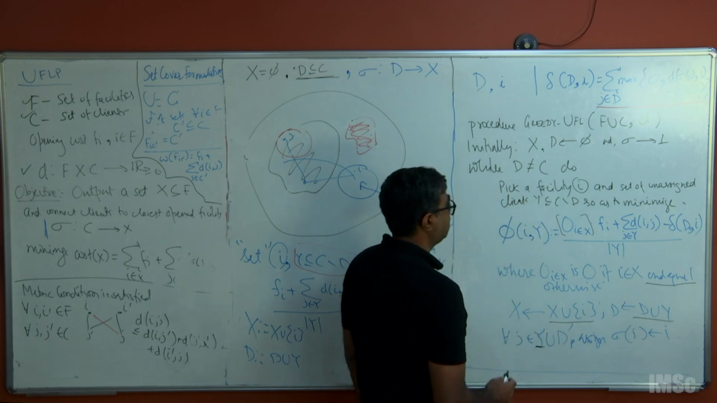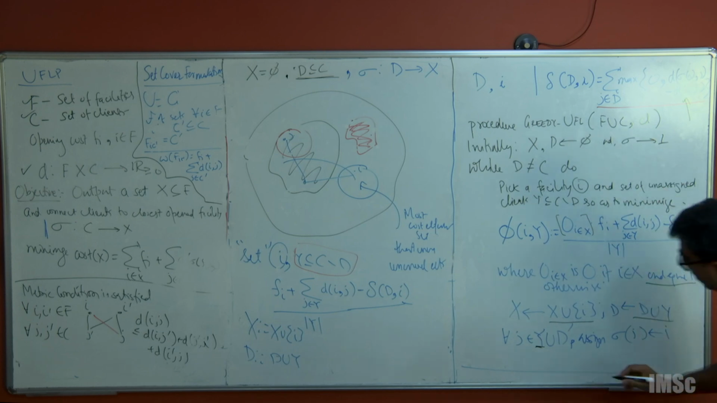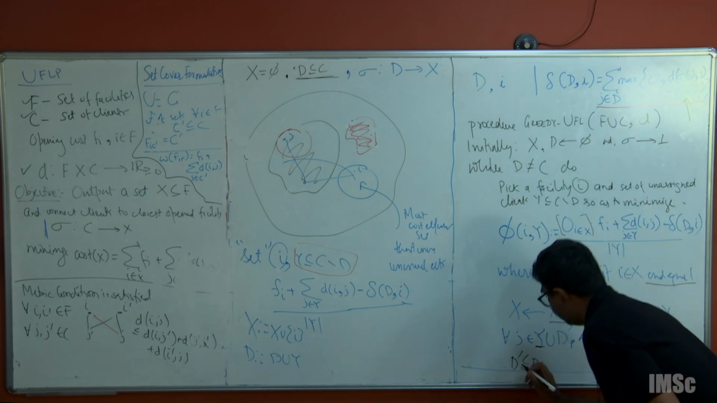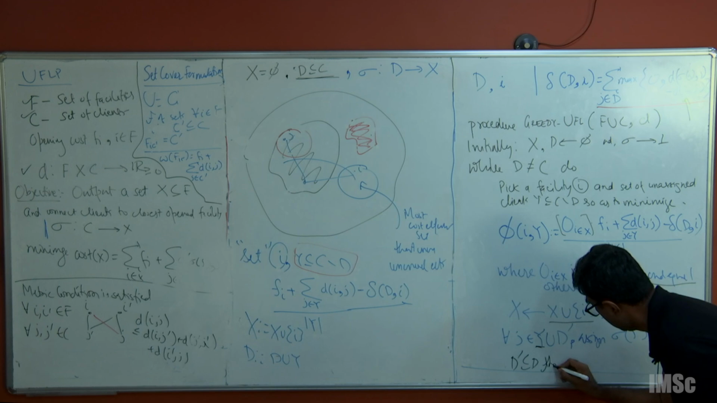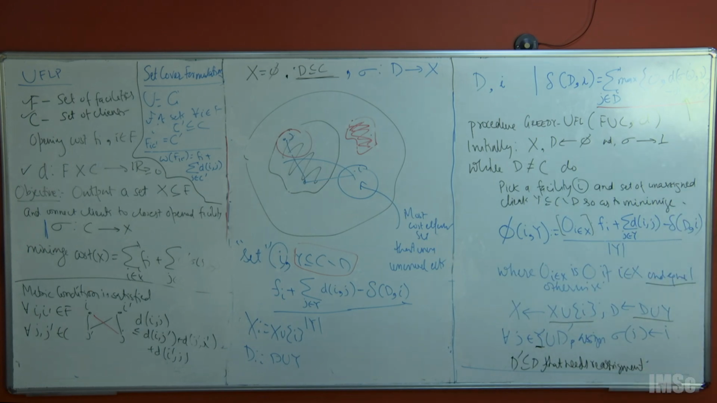And what is D prime? D prime is a subset of D that needs reassignment. Not every client needs to change its partner or its facility. So D prime is precisely those clients that need to change their facilities. If this is the max, then that belongs to D prime. So that's my overall algorithm. That's it.